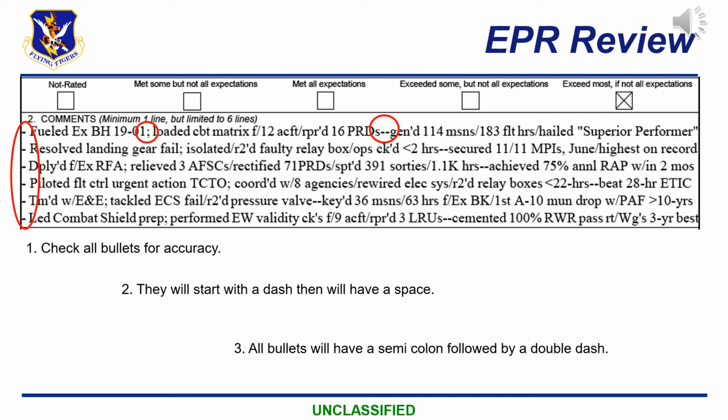When you get down to review the bullets, there are a few common errors that we've started to notice. The first one is you need to make sure you check all the bullets for accuracy. They will always start with a dash, then we'll have a space. A lot of bullets we do see with mistakes are missing a dash or missing a space or having 2 spaces. The third one, all bullets will have a semicolon followed by a double dash. Now, I'm not the bullet police, but when it starts to get through the chain of command, they might send this back to you, and it will, again, delay the evaluation process.